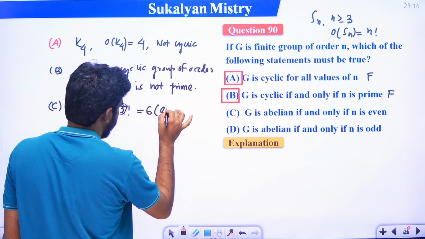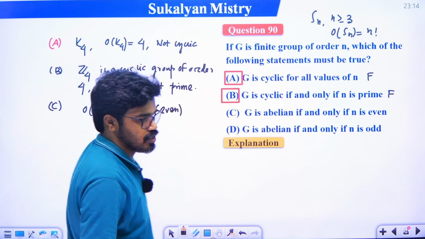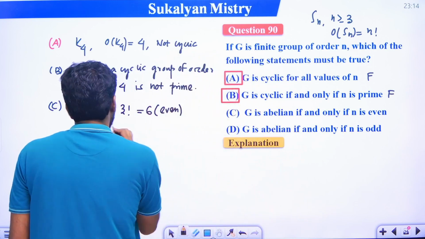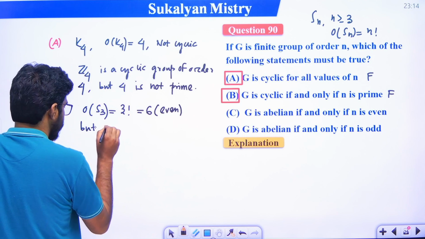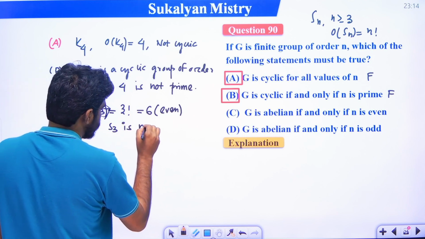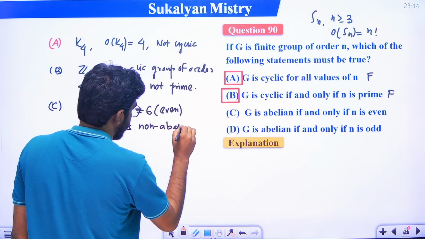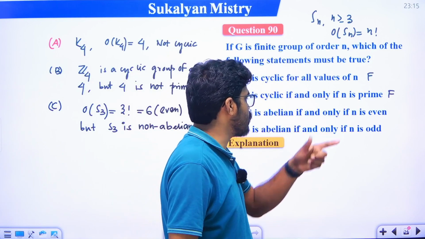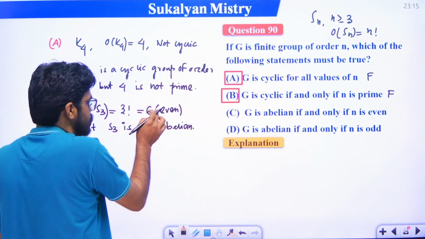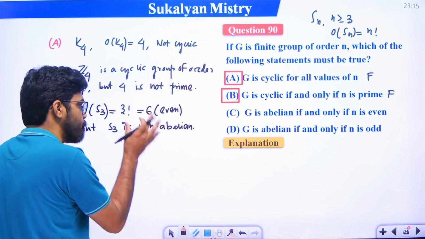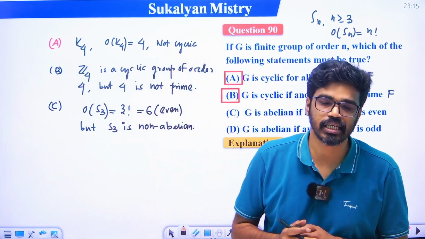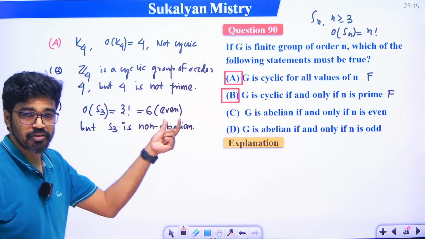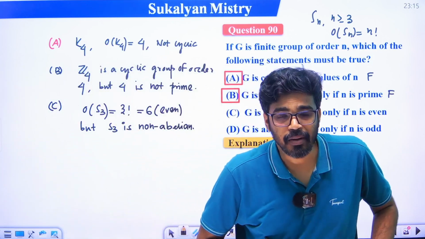So this is an even number. But we know that S3 is non-abelian. So what is given? G is abelian if and only if n is even. Look, I am getting n even, the order of the group is even, but it is not abelian. Is it clear? We see that the order of this group is even, but it is not an abelian group.